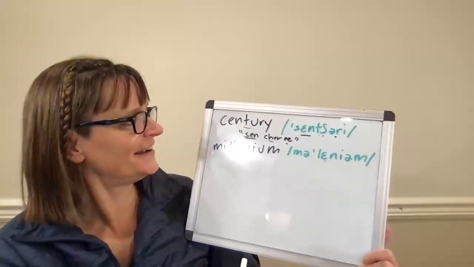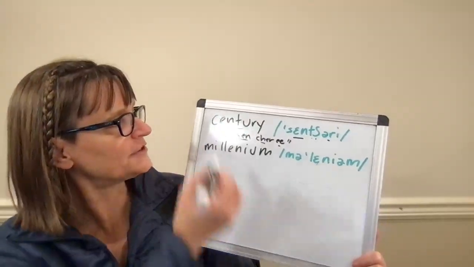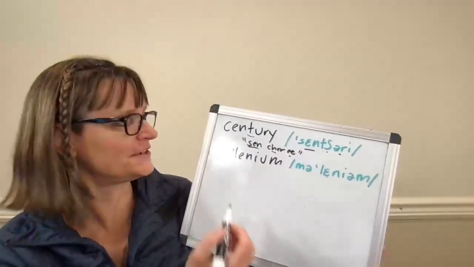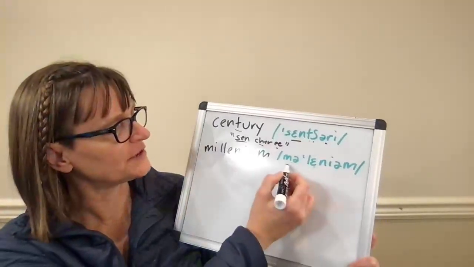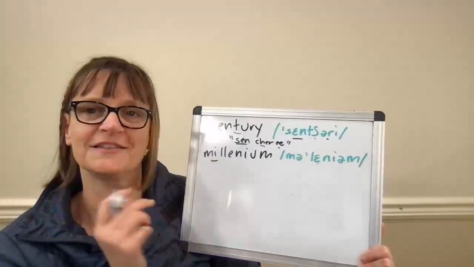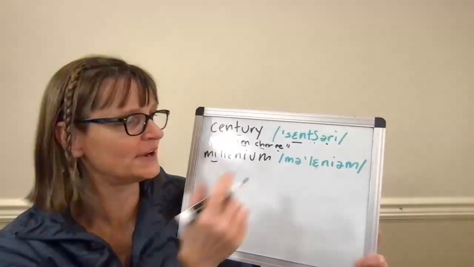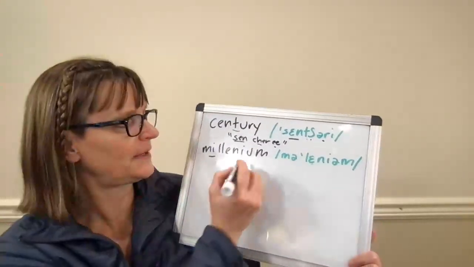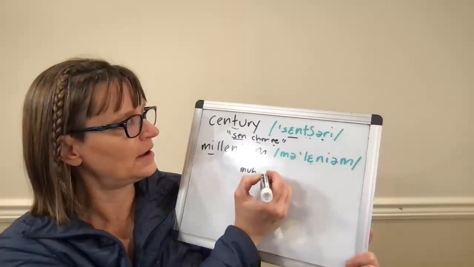And then the millennium, so that's 100 years, and millennium, 1,000 years. We have second syllable stress. So our letter I is going to say a short reduced I, or even a reduced schwa. I'm going to write that like this, ma.